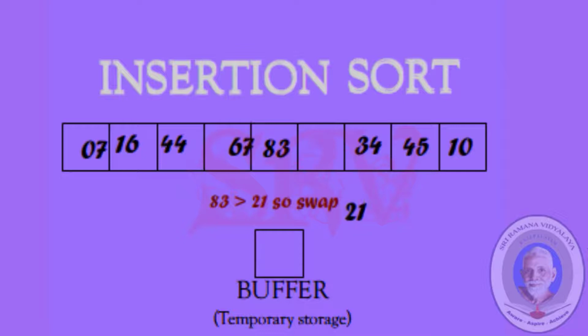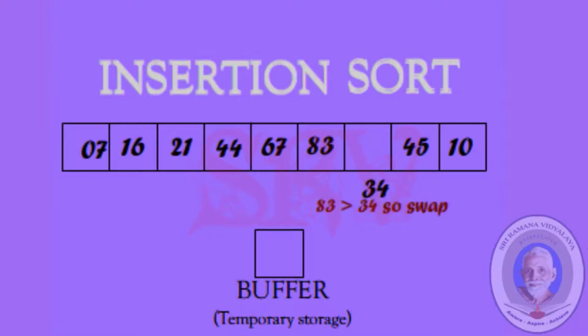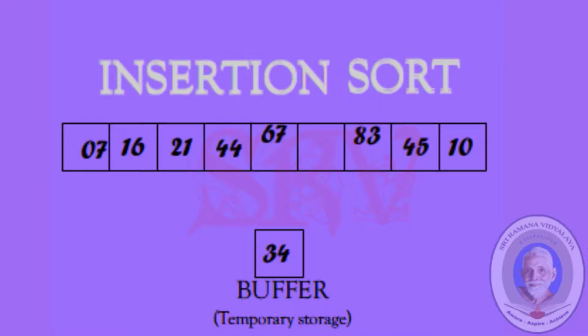Next, 83 is compared with 21. As 21 is less than 83, all the elements in the sorted list that are greater than 21 are shifted right, and 21 is inserted at index 2 position. Now 83 and 34 are compared. 34 is less than 83. So the values are shifted till 34 can be placed in its correct position.